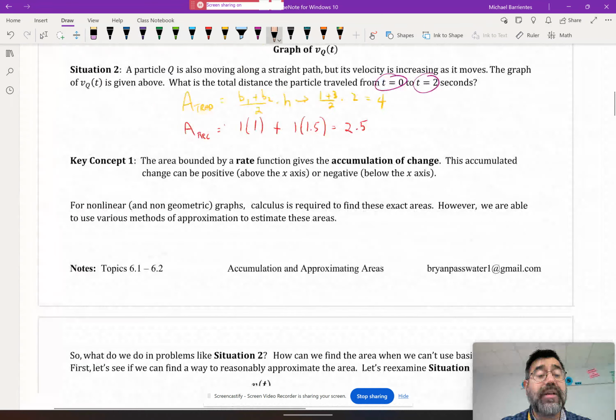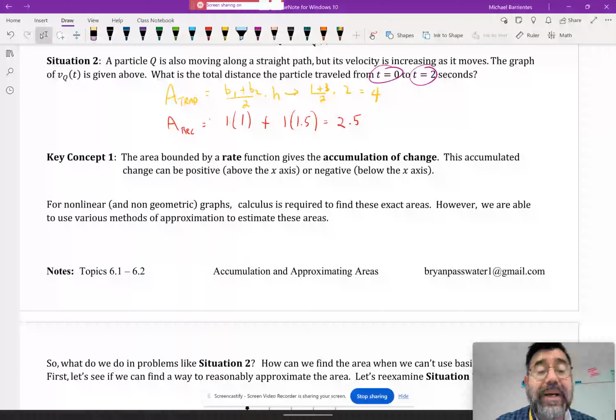So here's key concept number 1. The area bounded by a rate function, if I'm given a derivative function, gives the accumulation of change of the original quantity. It can be positive if it's above, or negative if it's below. If we have nonlinear and non-geometric graphs, then we're going to need calculus. But we're going to use approximation methods to estimate these areas. The first of which is going to be something called the Riemann sum. And that is what we're going to do in the next video.